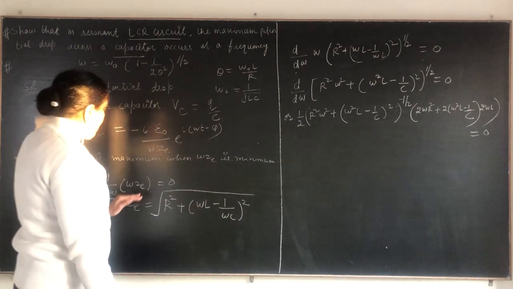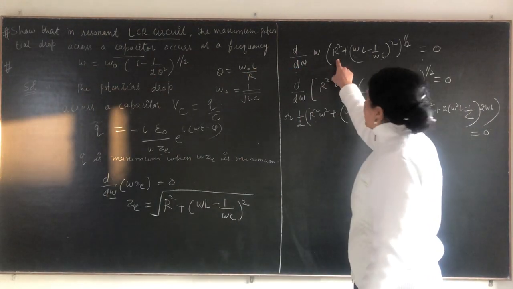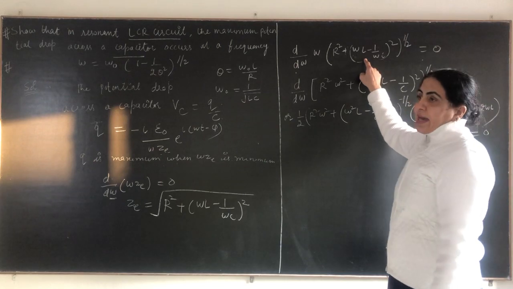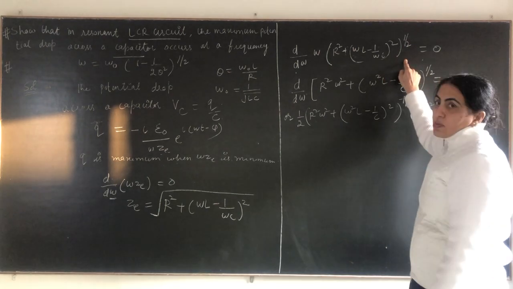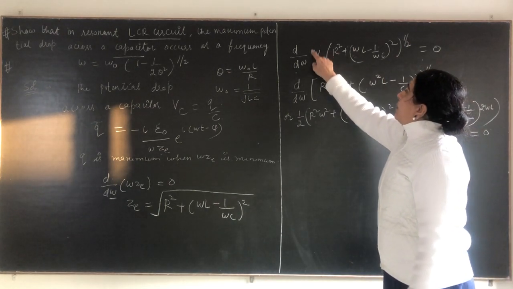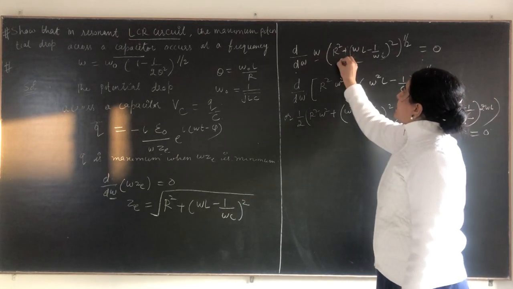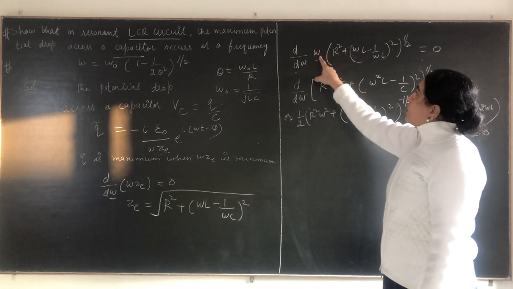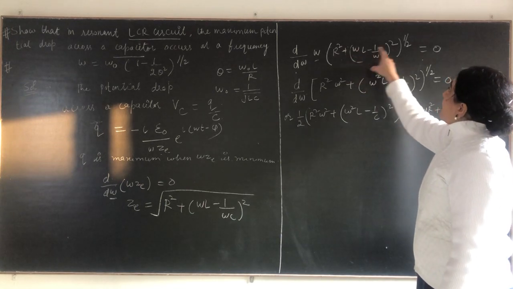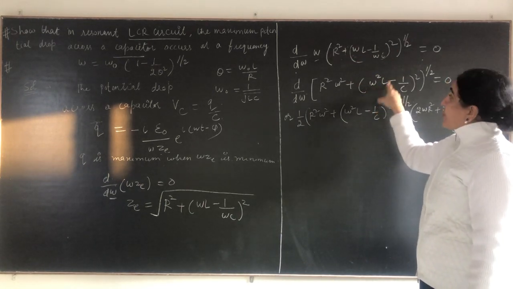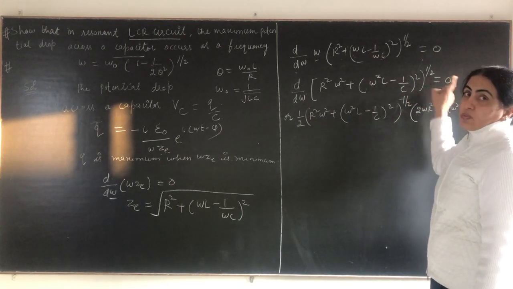Clear? Now we have to find the derivative of this. So the derivative with respect to omega, put the value of Zd: omega times (R square plus (omega L minus 1 over omega C) square) raised to the power 1 by 2. Now we want omega to go inside the bracket, so it becomes omega square. So we get R square omega square plus (omega square L minus 1 over C) square, the whole raised to the power 1 by 2.